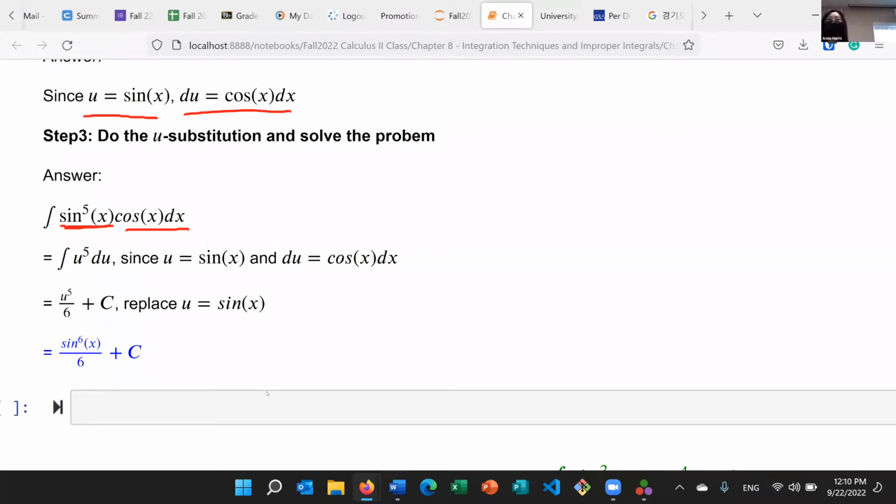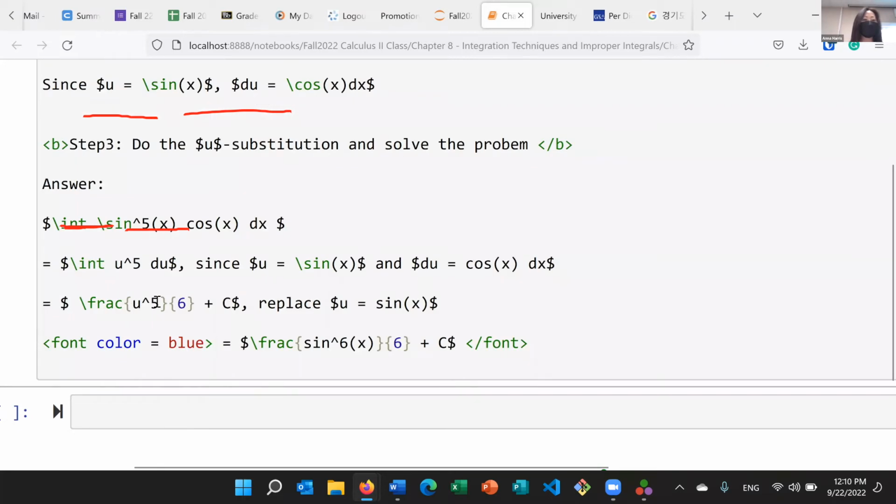That's the power rule, isn't it? You know what to do. What is that equal to? This needs to be 6, isn't it? Your answer is correct, but this part is wrong, right?